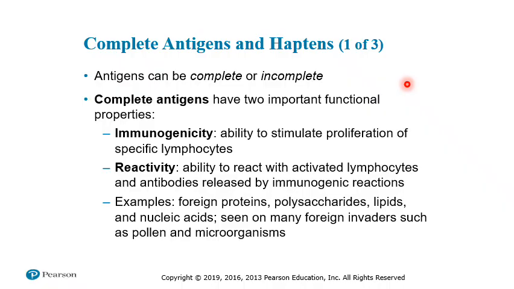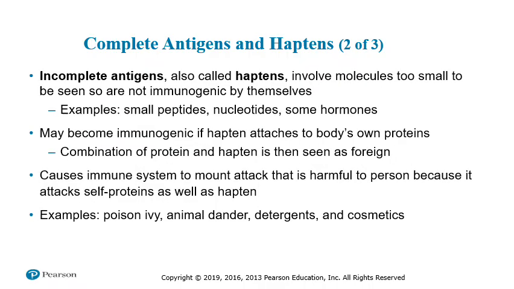Examples will be foreign proteins, polysaccharides, lipids, nucleic acids. They are seen on many foreign invaders such as pollen and microorganisms. Incomplete antigens or haptens are small. They involve molecules that are too small to be seen and so are not immunogenic by themselves. Examples of these will be small peptides and nucleotides and some hormones.